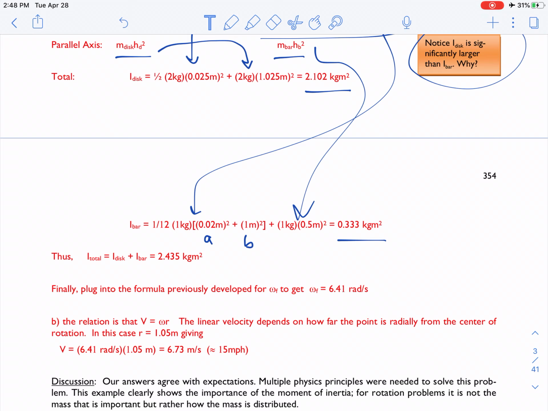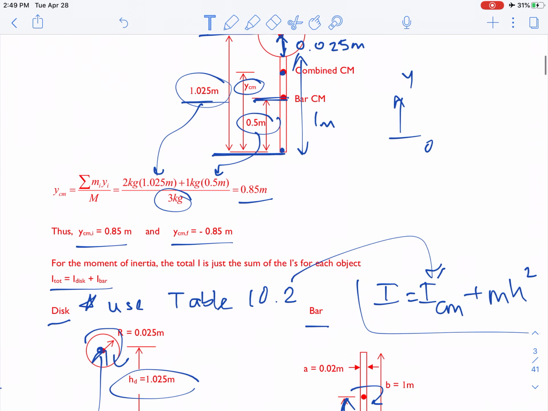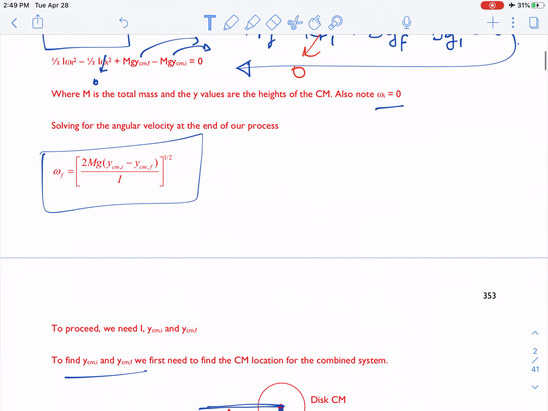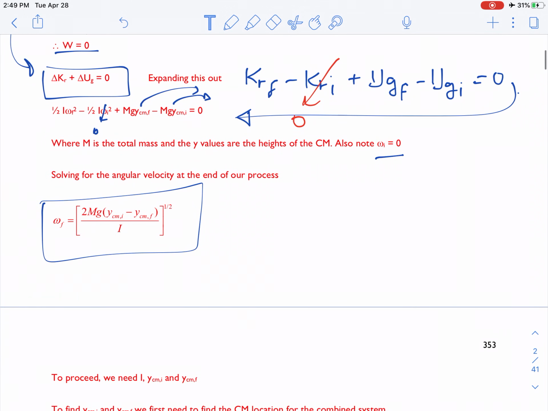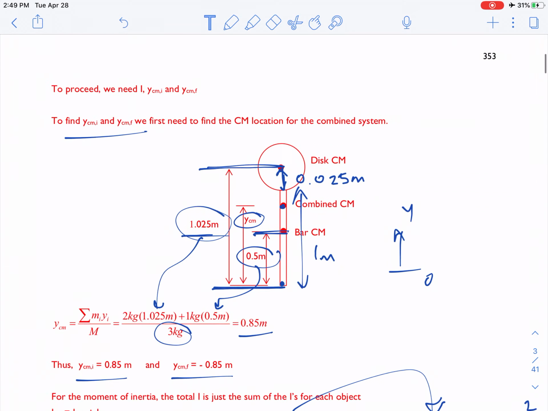But what you need in the problem is the total, because we did solve everything assuming that was a combined mass. So the inertia in the equation, and I want to remind you of the equation here. So yeah, we applied energy conservation, we used the I in there. That I is the total inertia. Okay, so this is the total. Now we know what it is.